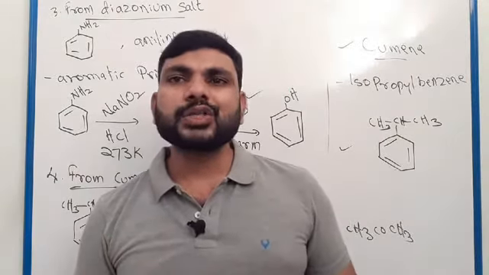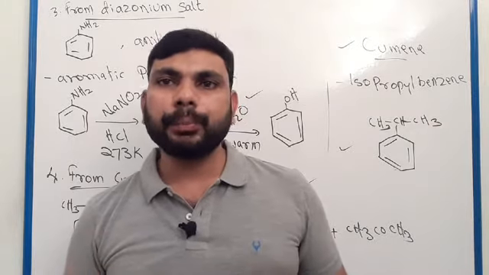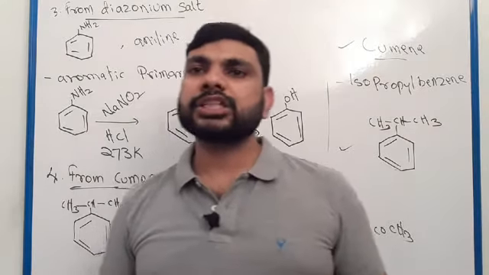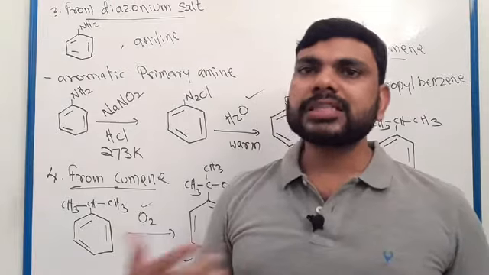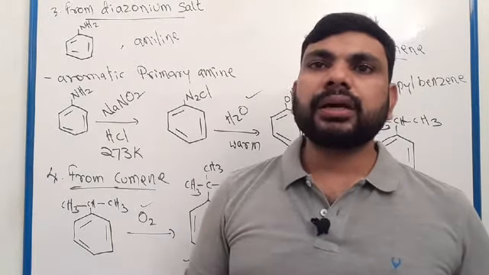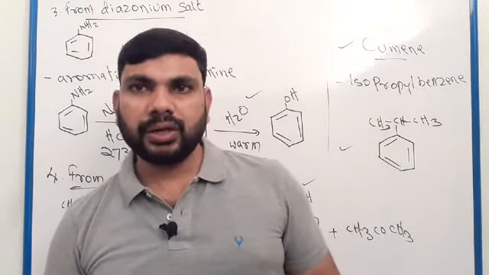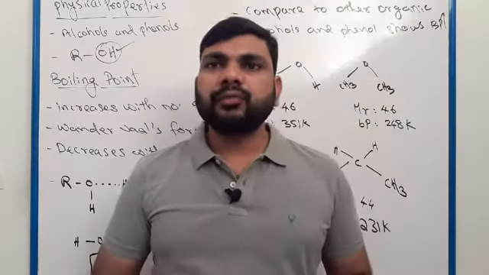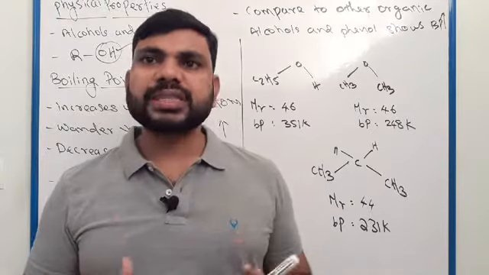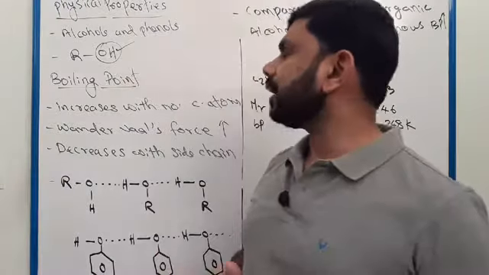Cumene means isopropyl benzene, that is cumene. Cumene after oxidation will be peroxide. This peroxide after acidic hydrolysis will be phenol. Clear? Okay, next one, we have to discuss here physical properties of alcohol and phenol.